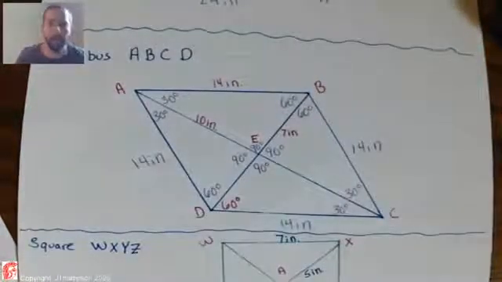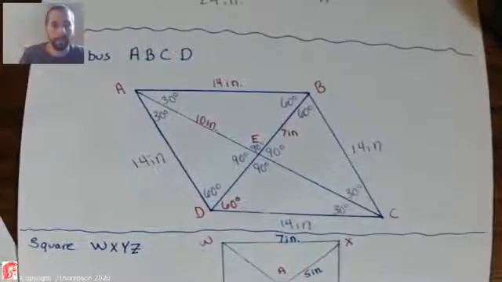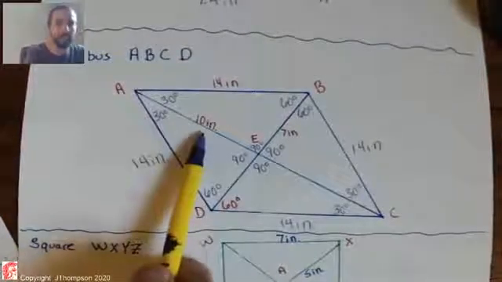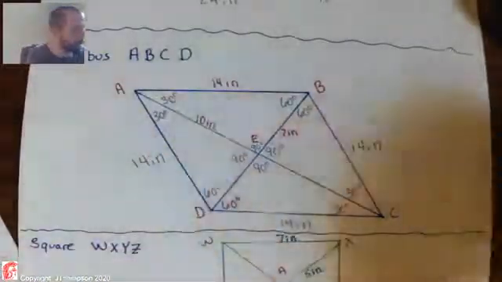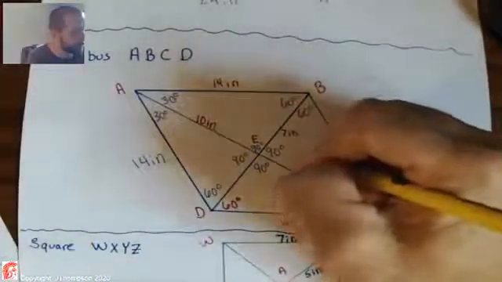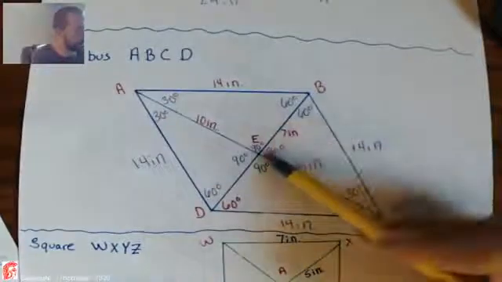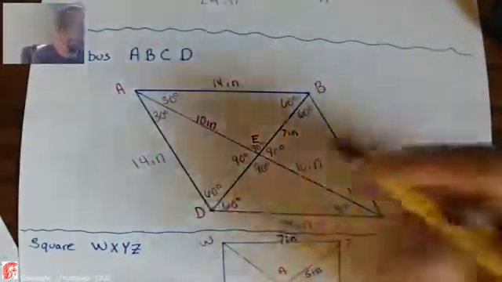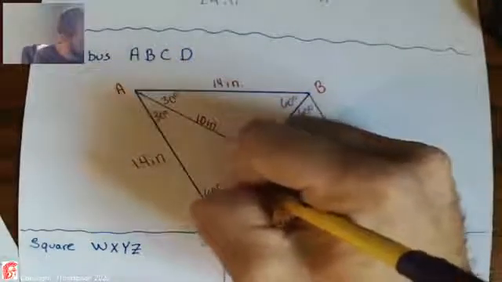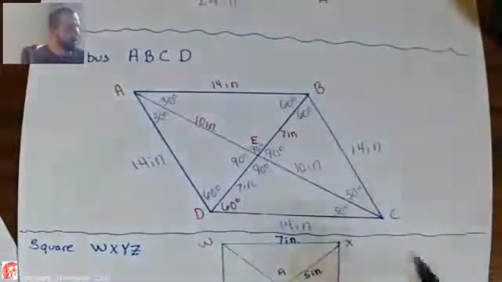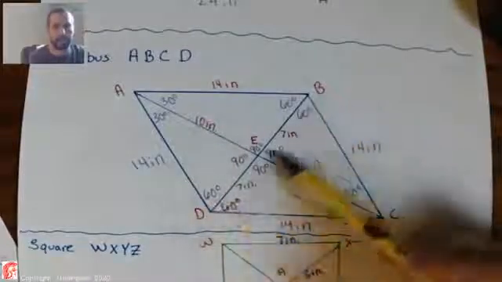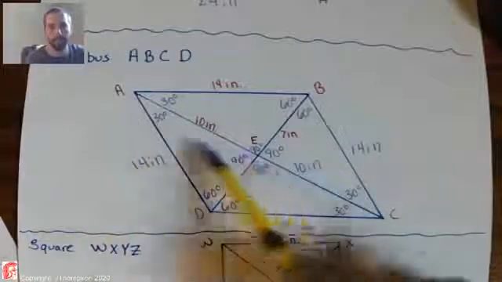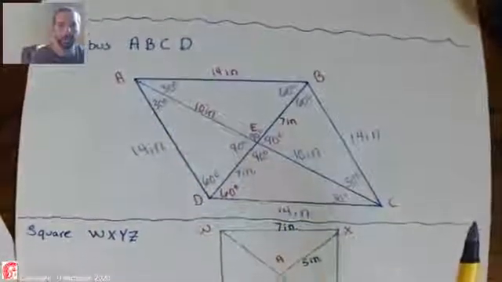And now let's think about, since it's a parallelogram, the diagonals bisect each other. So if AE is 10, then EC should also be 10 inches. And then since EB is 7 inches, that means that DE is also 7 inches. Which means that the length of DB is 14 because 7 plus 7 is 14, and then AC is 20 because 10 plus 10 is 20. So we got everything there.